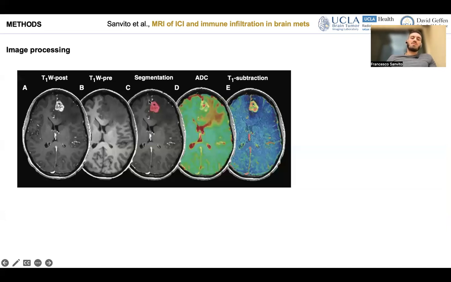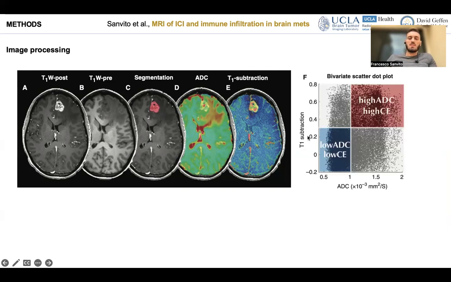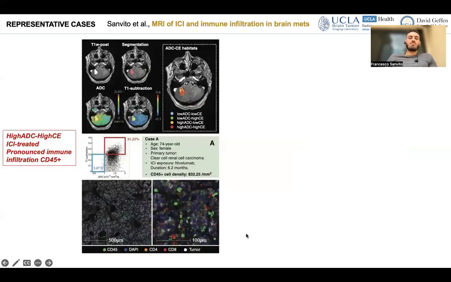What we did is we segmented the enhancing component of the brain metastasis, and we pulled diffusion and T1 subtraction values. T1 subtraction is a proxy for the intensity of contrast enhancement. And with these two values, you can build a bivariate scatter dot plot and see how many voxels have a combined high diffusion, high enhancement, or a combined low diffusion, low enhancement.